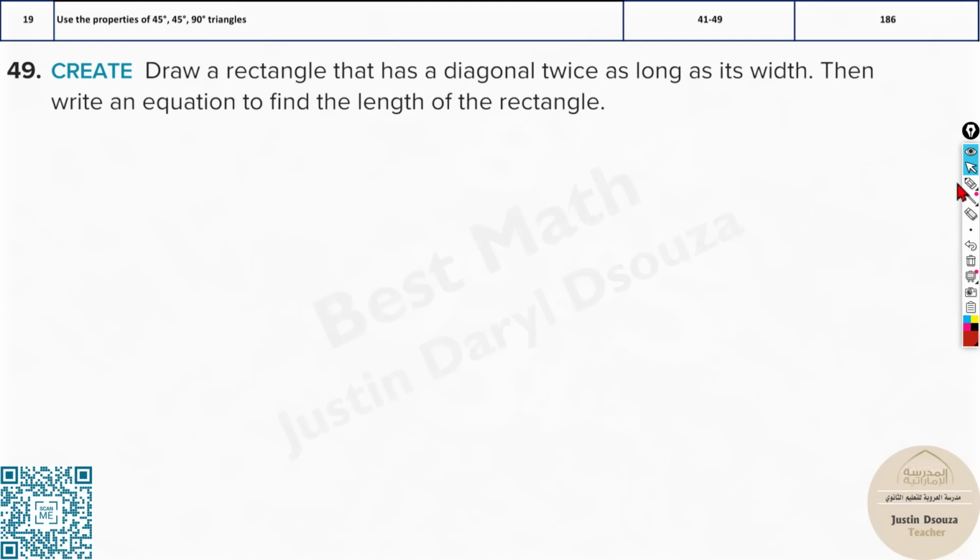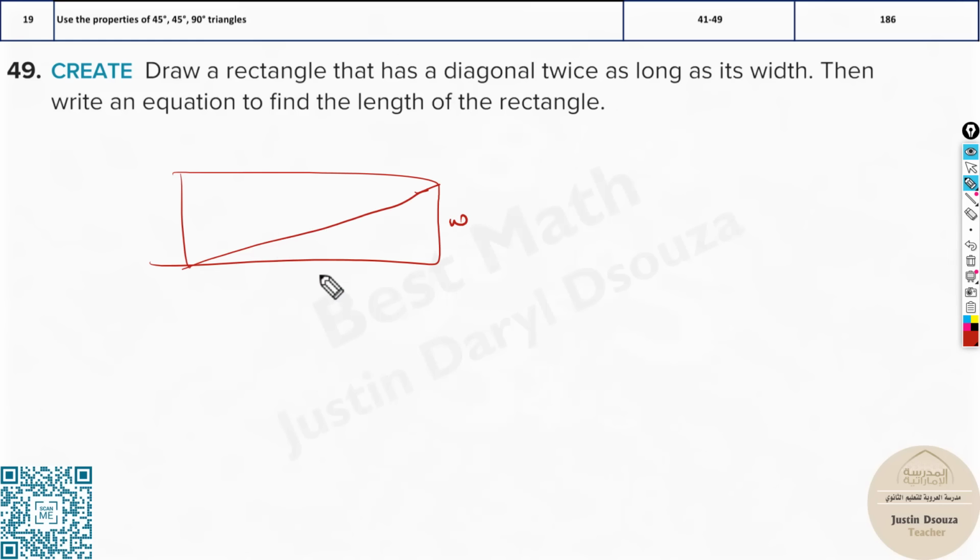The last one over here, we need to draw a rectangle. Let's draw a rectangle first. That has a diagonal. Okay, imagine this diagonal is twice as long as its width. This will be the length. The diagonal, I'll take this as hypotenuse. H is 2 times width. Okay. Then write an equation to find the length of the rectangle.